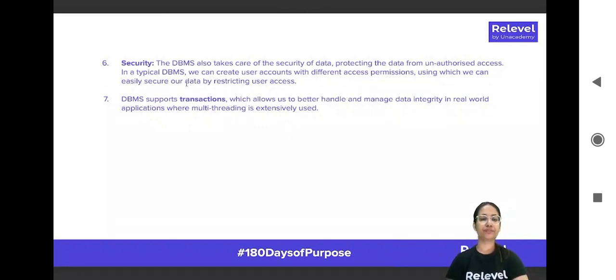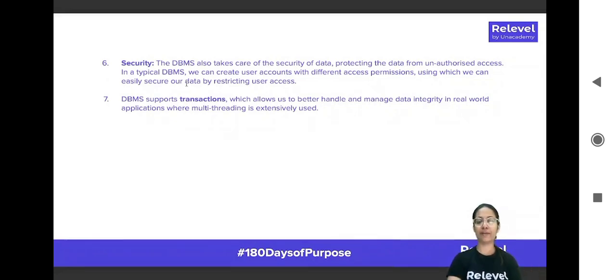And with it, the other one, which I think we talked about earlier as well, is security. The database management system takes care of the security of data. Think of bank data, which stores so much information about you. The security of the data is the utmost priority of banks. You want to protect the data from any unauthorized access, and DBMS software does take care of that.